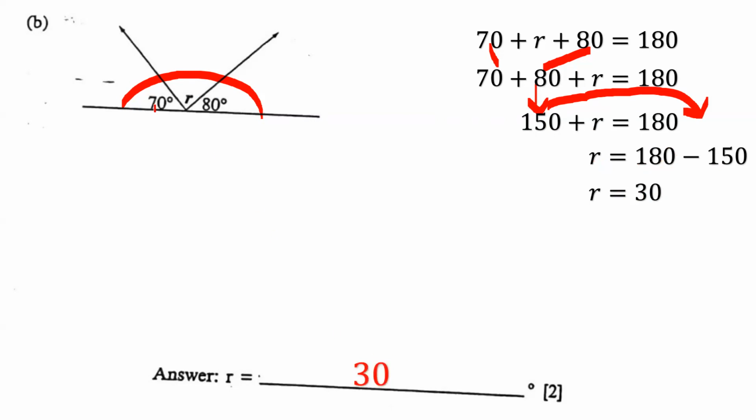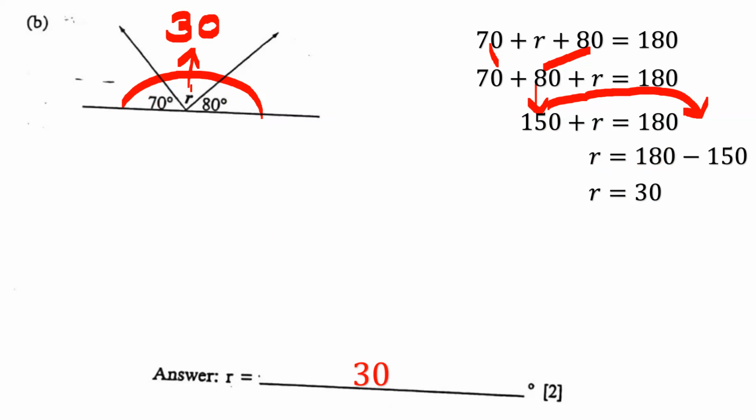And if you add 70 plus 30, because R is 30, 70 plus 30, that's 100, plus another 80, that's going to be 180. And so it is true that R is 30.